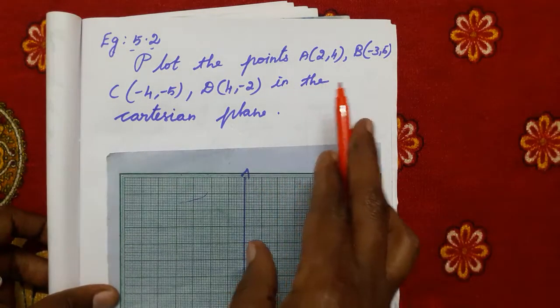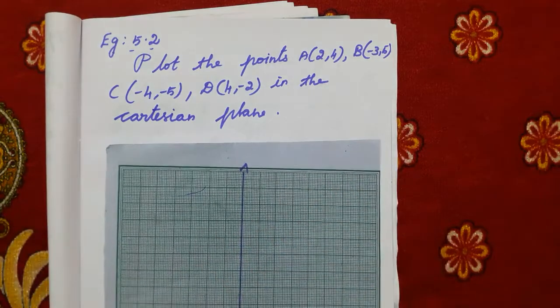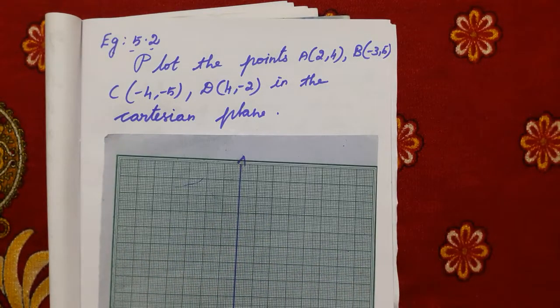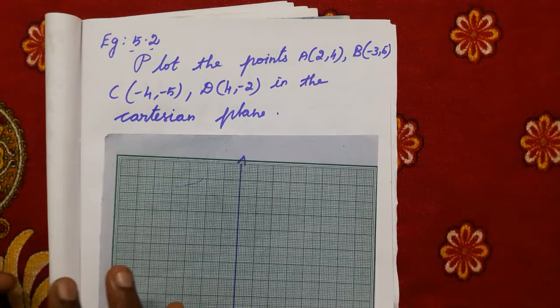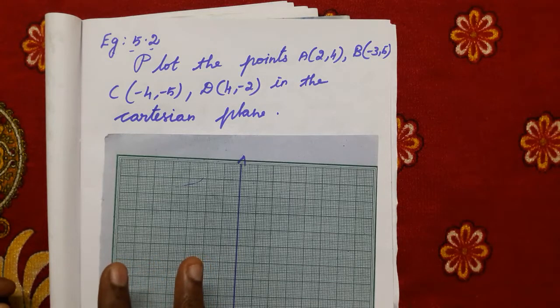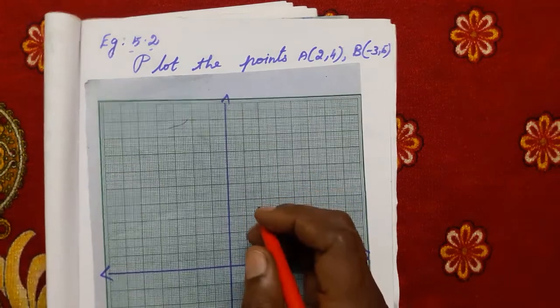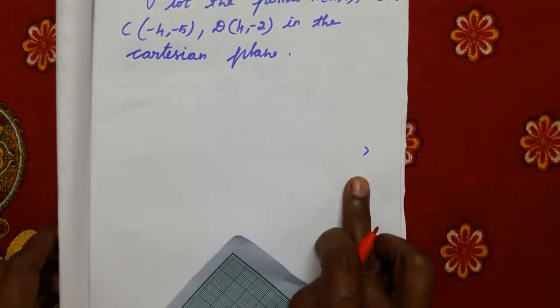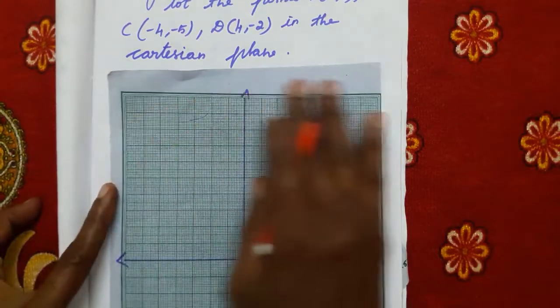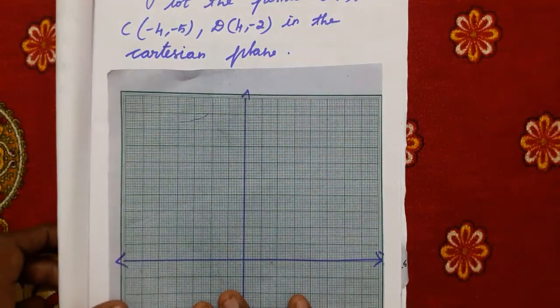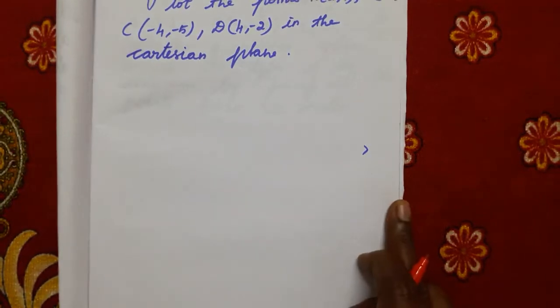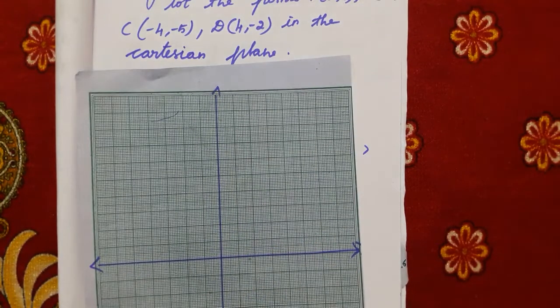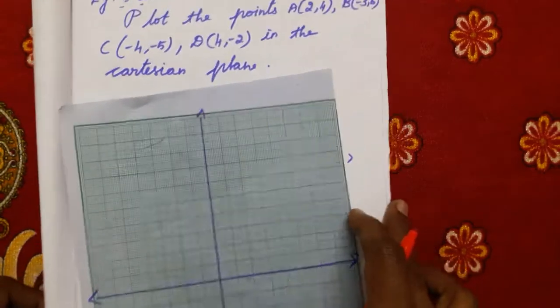Plot the points A (2, 4), B (-3, 5), C (-4, -5), D (4, -2) in the Cartesian plane. We have to plot this in the Cartesian plane. First, we can write the quadrant of each. You can draw in the note itself, or take a graph sheet, plot it and paste it in the notebook. Drawing in a plain note is also no problem.